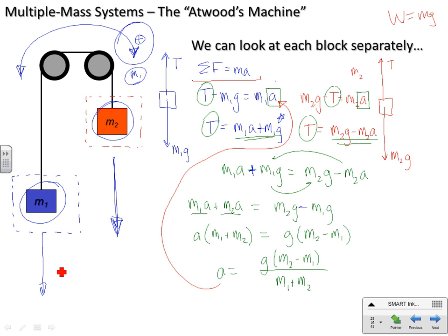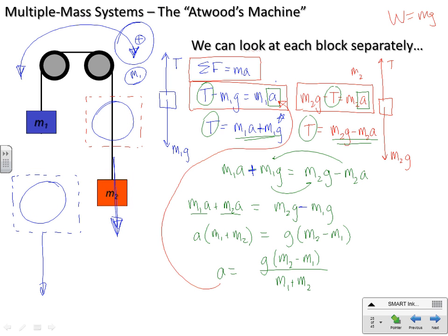We need to be able to look at the fact that we can look at one block or the other, right? We can look at mass 1 or mass 2, right? It's important to be able to identify forces acting on individual parts of the system, all right? But, like we said, there's a different way to do it.